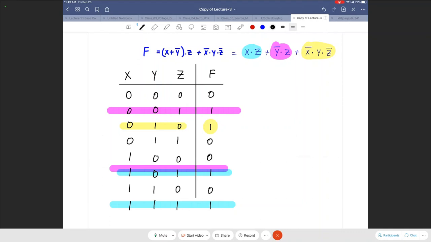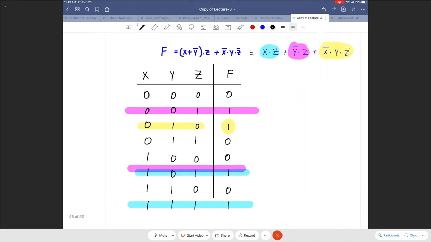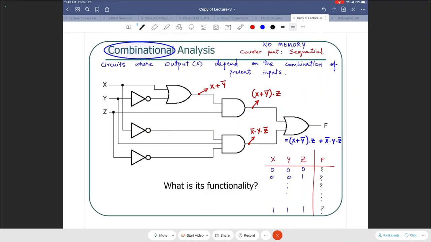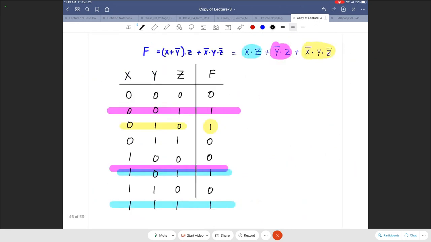So you guys see how to go from a logic diagram to a logic expression to a truth table. Questions about this?